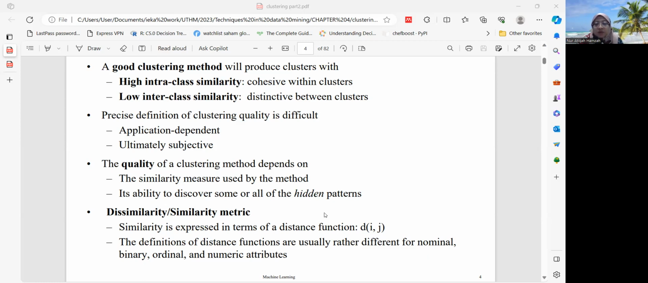For example, we have Manhattan distance, Minkowski distance, Jaccard distance, and then cosine distance.